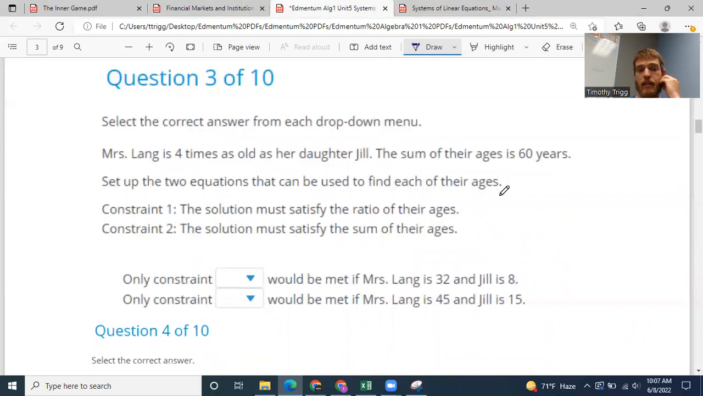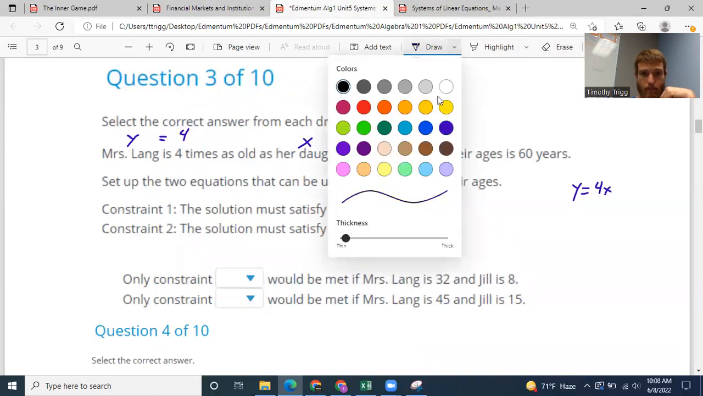So the 2 equations, basically, Mrs. Lang is 4 times as old as her daughter. So Mrs. Lang, we're going to have it be y, and her daughter's age, Jill's age, is going to be x. So Mrs. Lang is going to be equals 4 times x. So that's our first equation. Y equals 4x, where y is Mrs. Lang's age and x is Jill's age.